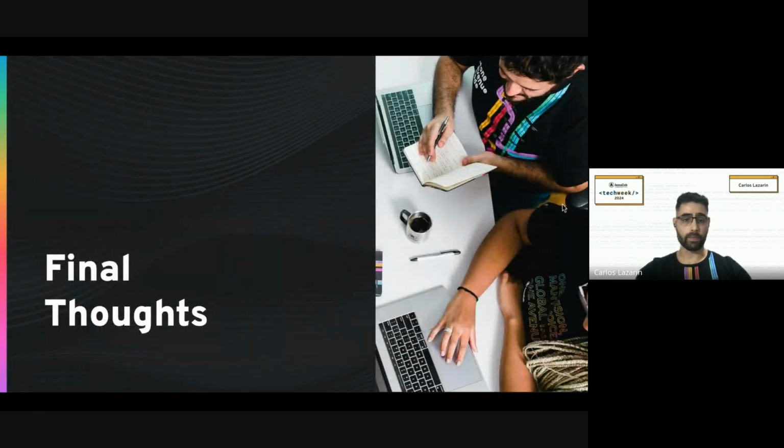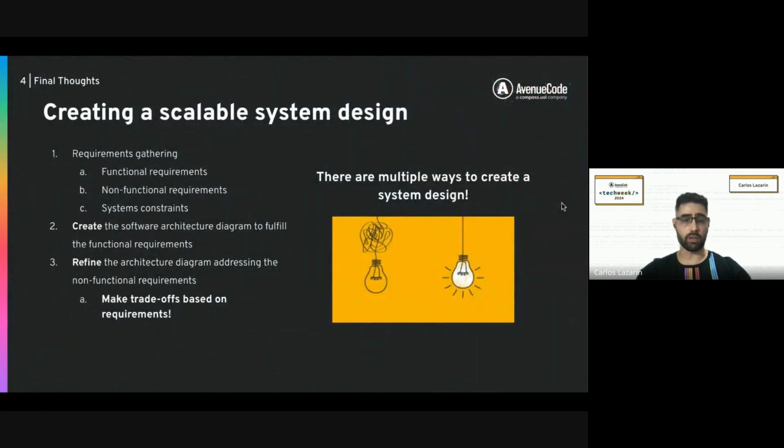And moving to final thoughts. Those are the steps that I would like to share about creating a scalable system, right? Just keep in mind that it's all about collecting requirements, functional and non-functional constraints, and refining and iterating with our customer. Once you have solid requirements, you go to your preferred tool and create a software architecture diagram. And then we start refining this diagram, making trade-offs, which means deciding what's more important for you: scalability, availability, fault tolerance, etc. So you refine your diagram, and that's it.